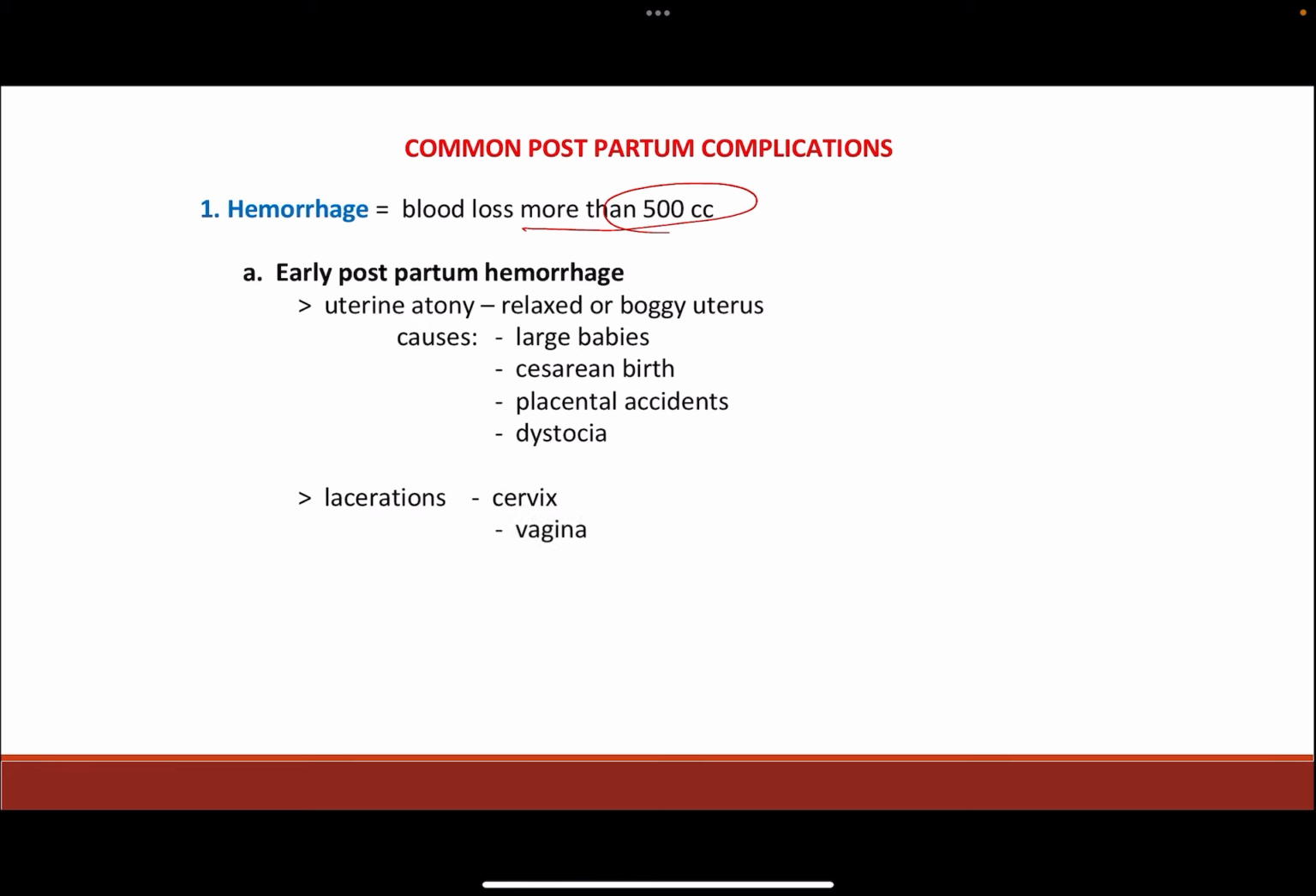So we also have early postpartum hemorrhage. We have uterine atony. It relaxes, a baggy uterus, meaning the uterus did not contract. It can be caused by a large baby, cesarean birth, placenta accreta, and dystocia. We also have laceration of the cervix, vagina, labia, and perineum. If they are lacerated, the stitches of the episiotomy come apart, or after the episiotomy there is still laceration.